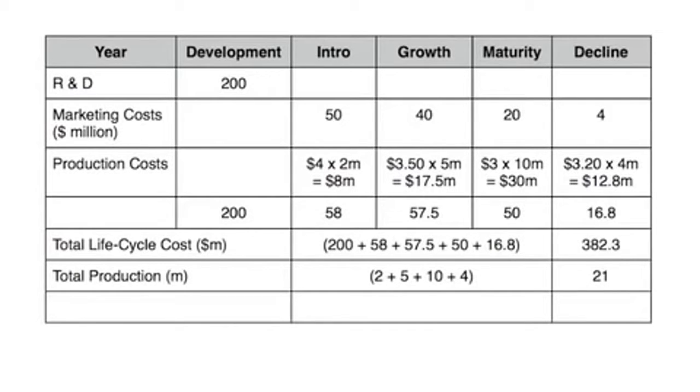So what we need to do is allocate the total life cycle costs to each of those units. So the cost per unit will be the 382.3 divided by the 21, which is $18.20. And looking at the cost that the CEO had suggested of $54, we can see that that is a significant difference. And you can already start to see the difference that life cycle costing can make whenever we're looking at a product.